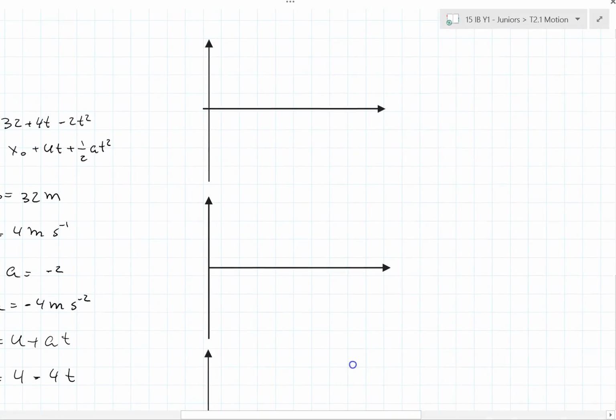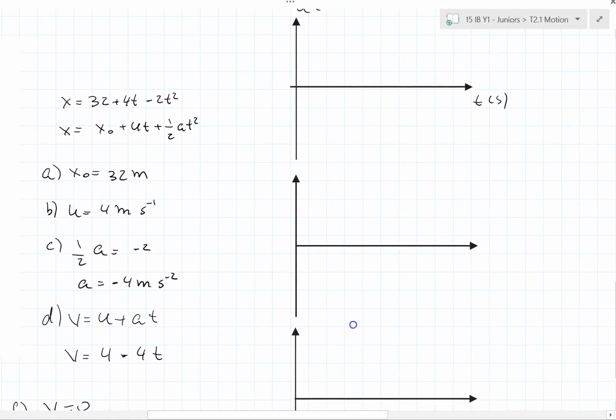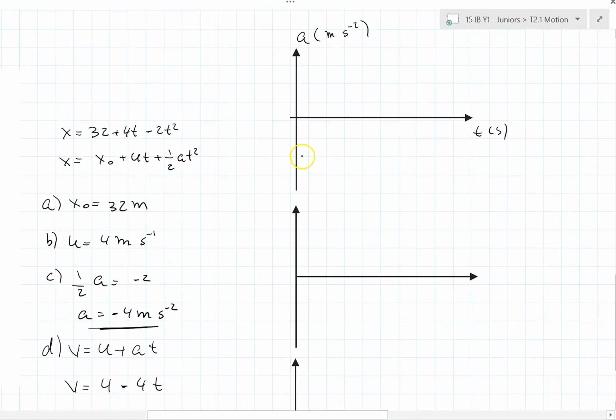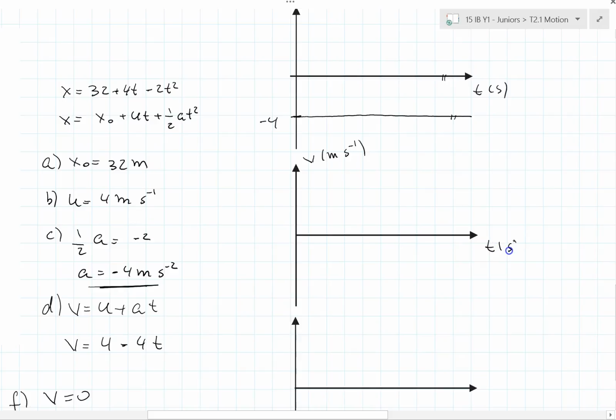I should always start by the simplest possible graph. So I'm going to start by my acceleration graph, acceleration in meters per second squared versus time in seconds. And that acceleration is going to be negative 4 meters per second squared. So I'm going to have here a negative 4 and basically a horizontal line, always constant here.